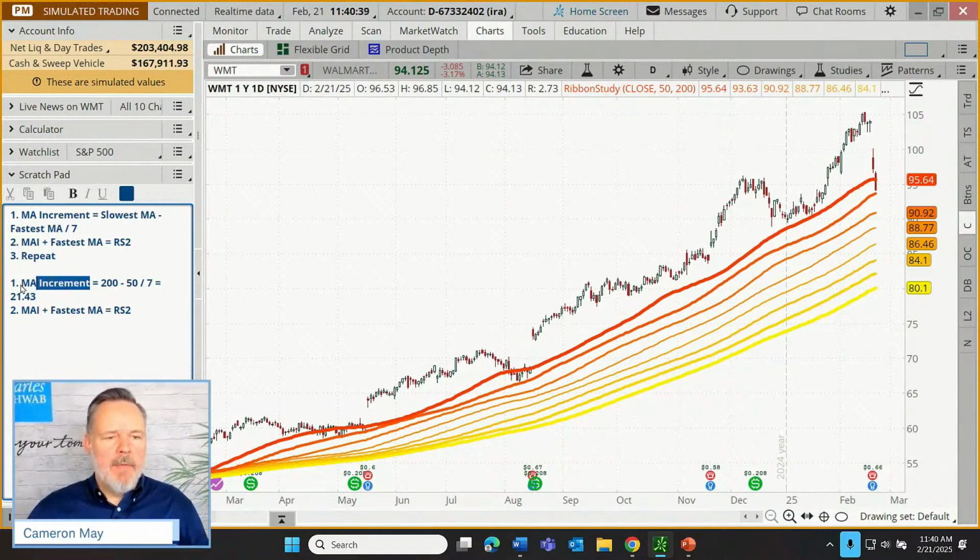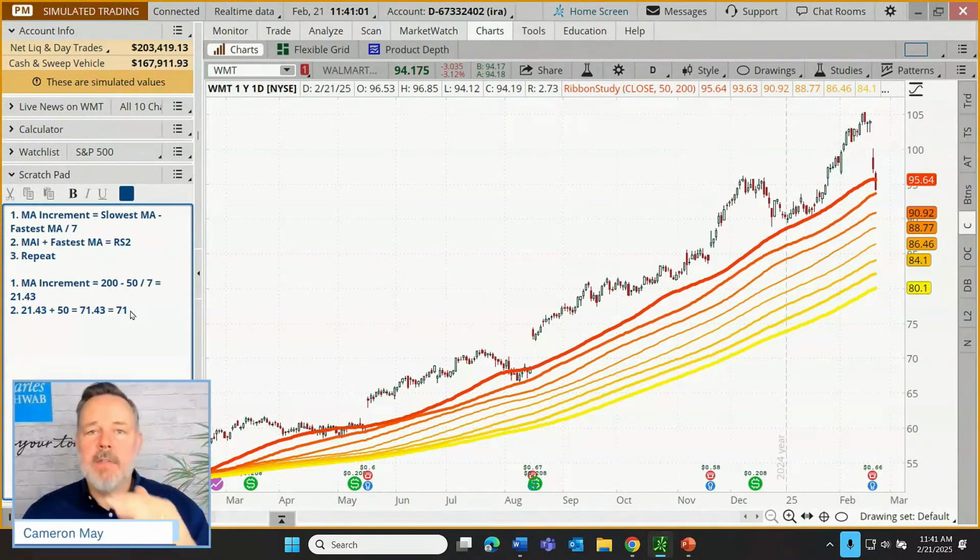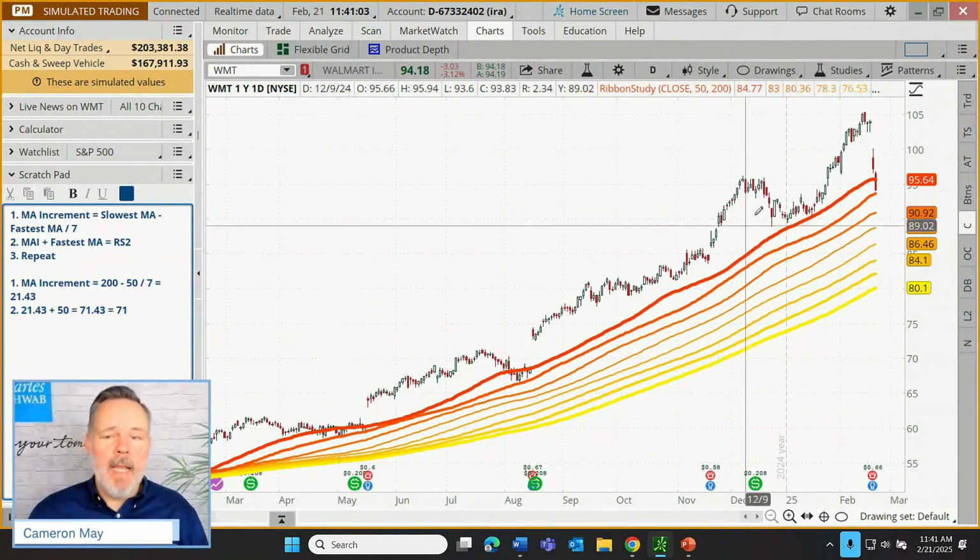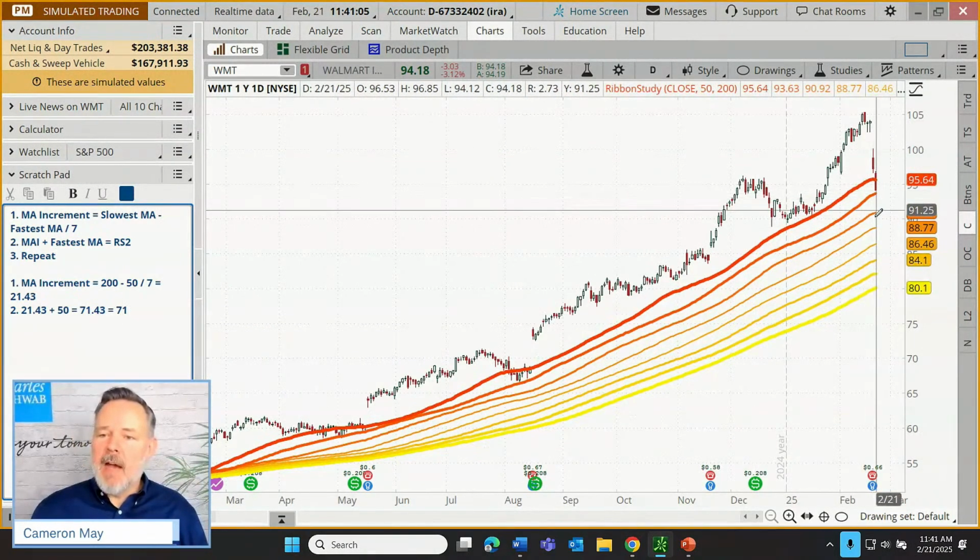So we take that moving average increment, 21.43, add that to our fastest moving average, which is 50, and it gives us our next moving average called the RS1, which is 71.43. And then we just round that down to the next largest, or to the next whole number. In any case, that's how these are calculated.